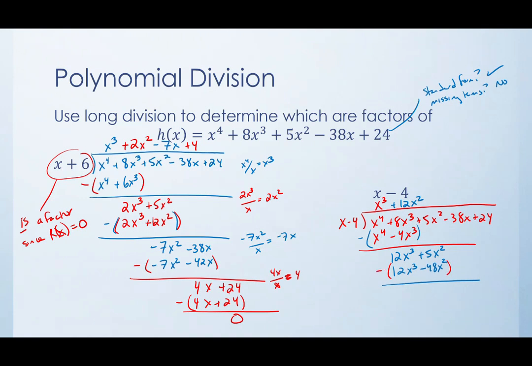Okay, so the 12x cubes are going to cancel. I've got 5 minus negative, so 5 plus 48. That's going to be 53x squared. Bring down the 38x. 53x squared over x, of course, is 53x. So I've got 53x squared, and 4 times 53 is 212. That's a minus. Now we are going to subtract.